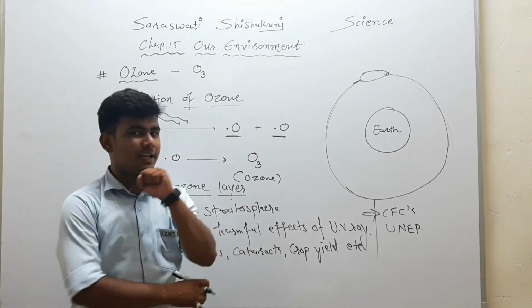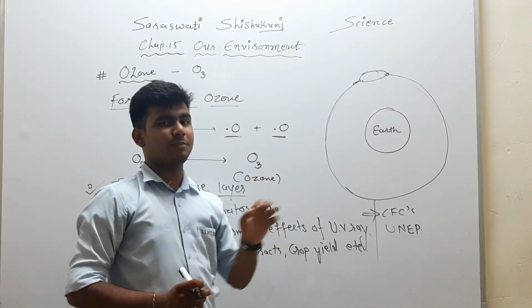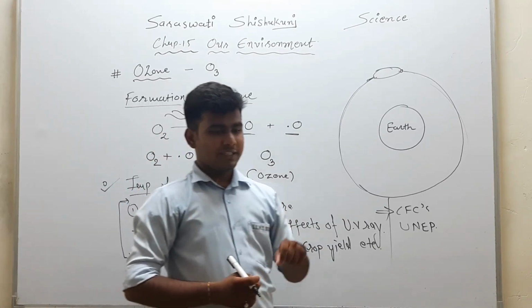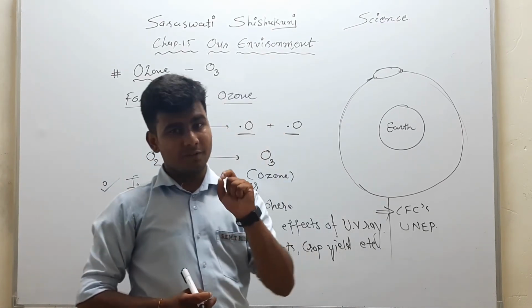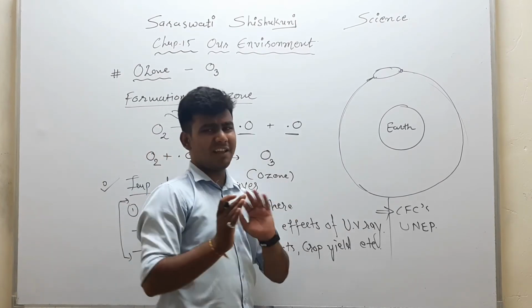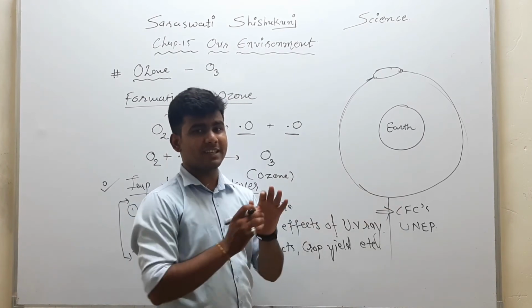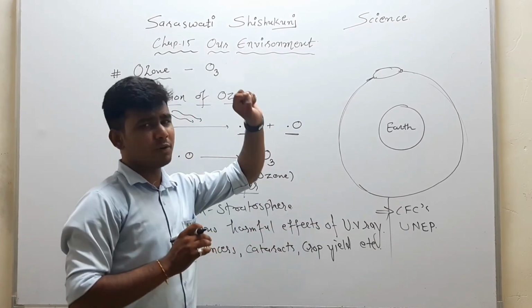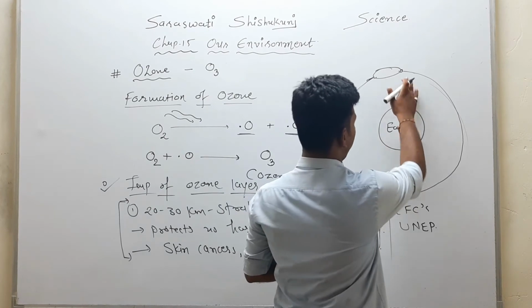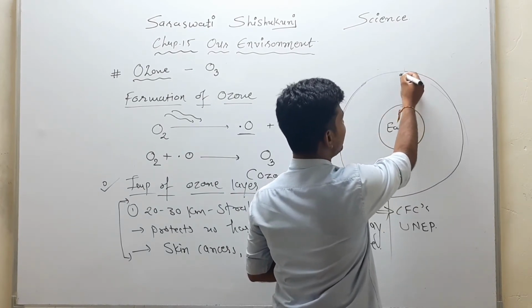Now one question will be arising in your mind: why are these CFCs so responsible? First of all, CFCs are much more stable, so they will not react anywhere else in the atmosphere. Another property of CFC is that it is lighter, so it will always move in an upward direction. So suppose this is the ozone layer; it is stable, so it can reach the ozone layer.